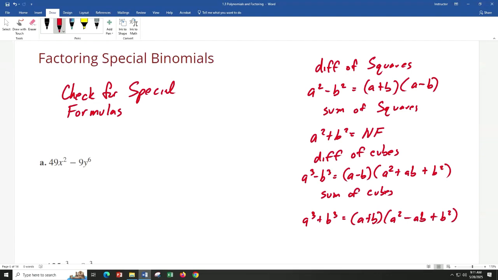Let's do the first. First, pretty straightforward, isn't it? Is that a difference of what? I know it's a difference because I see a what? Subtraction. Does it match anything, really? Well, is 49 a perfect square? Sure. Yeah. 7 times 7 is 49.